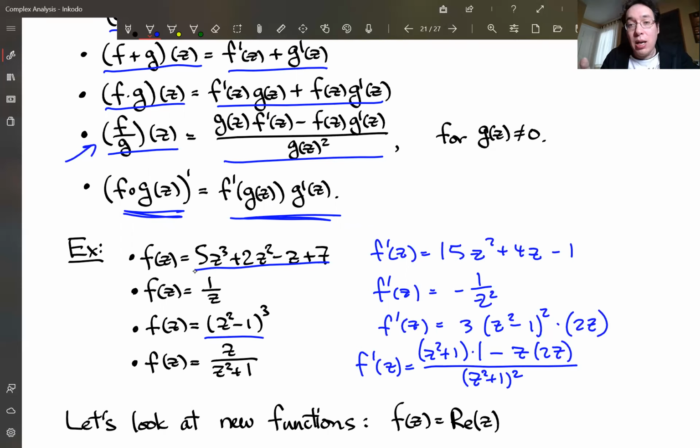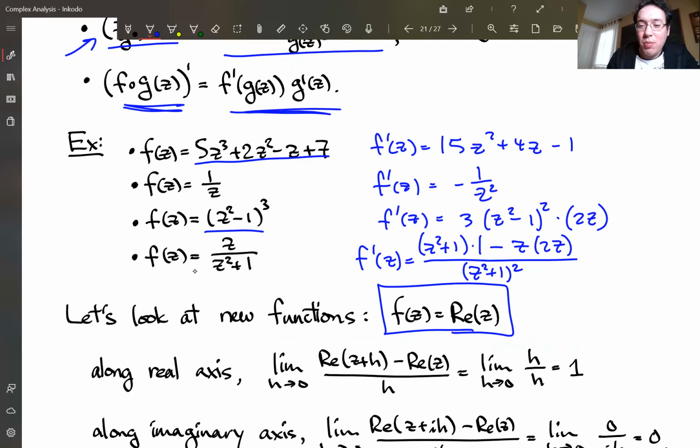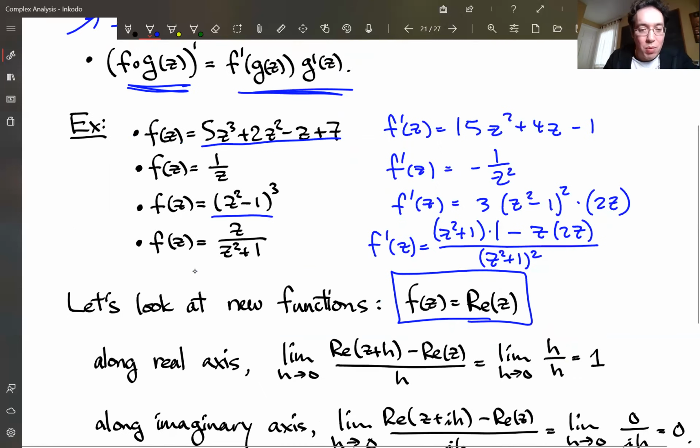Now, just to prove to you that complex differentiation is really different, we really have to look at a new type of function. So let's look at the real part function. This is a function that takes a complex number and just gives you back the real part and kind of throws away the imaginary part. Okay.